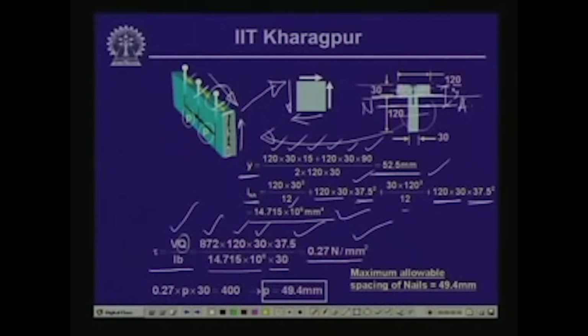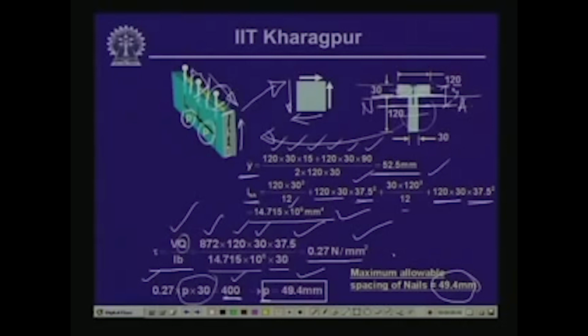Now, if these nails are spaced at p millimeter apart, then if I consider this particular nail, it has an influence area of half of this length and half of this length. So, this much length multiplied by this width is 30 multiplied by p. That area multiplied by the shearing stress acting at that interface will give the force that this particular nail can withstand. Since a nail can withstand a maximum shear force of 400 Newton, if we equate to that, we get a value of p equal to 49.4 millimeter. So, that means these nails can be spaced at a maximum distance of 49.4 millimeter.